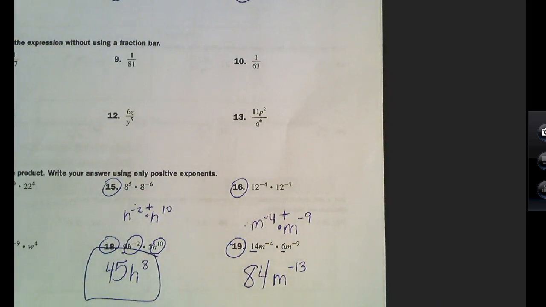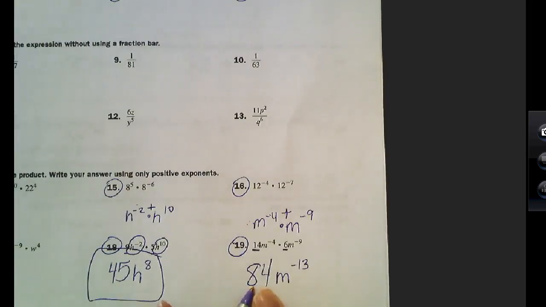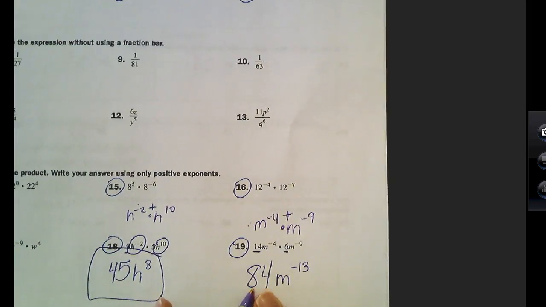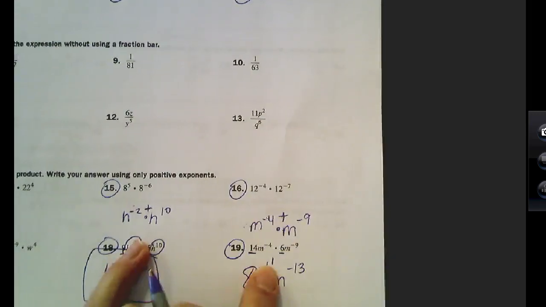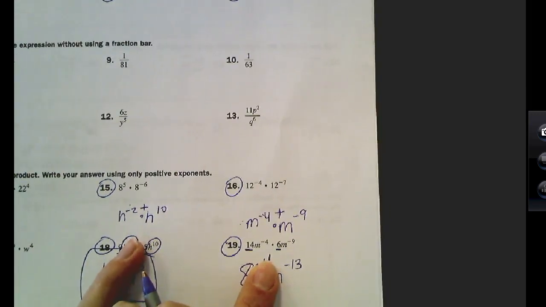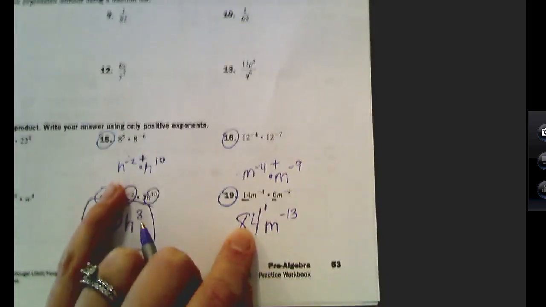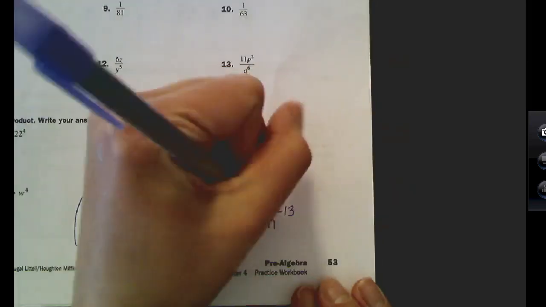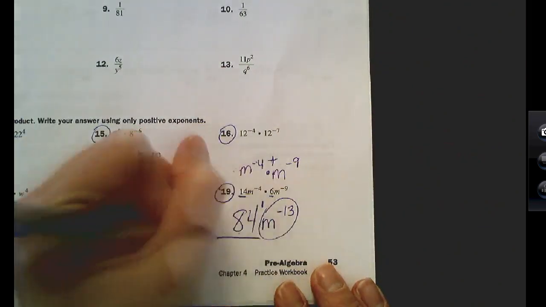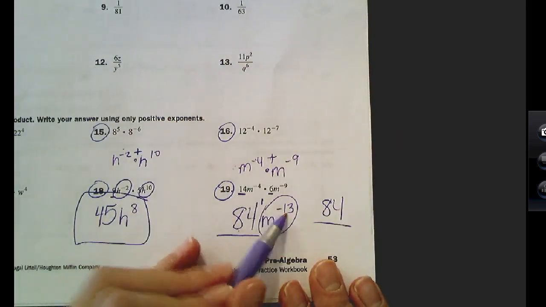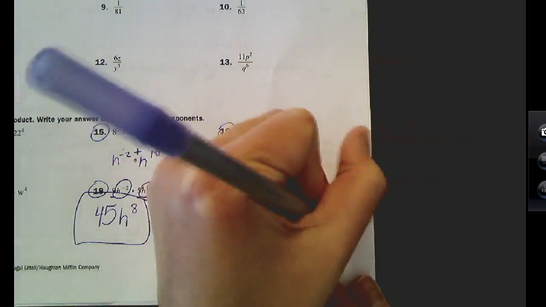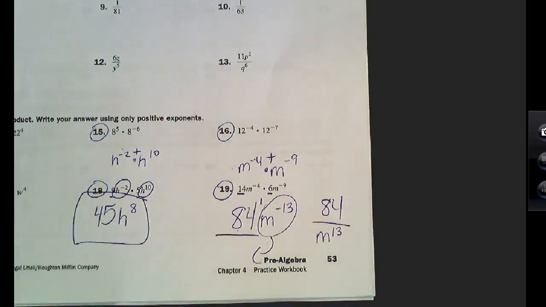Now, this 84, does anybody know what the exponent is for the 84? It's 1. Very good. Does that have a negative exponent? No. So the 84 gets to stay in the numerator. The only thing that needs to move is this m to the negative 13th power. We're going to move that to our denominator. So that 84 remains in the numerator, and then we're going to move this negative exponent down, and it becomes a positive m to the 13th power. Any others you guys want me to go over?